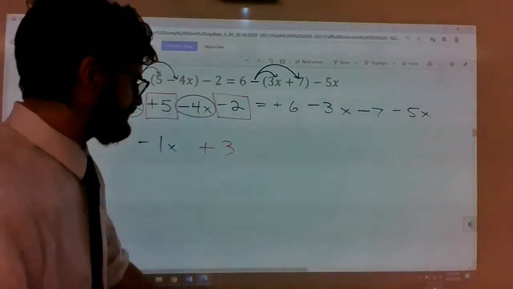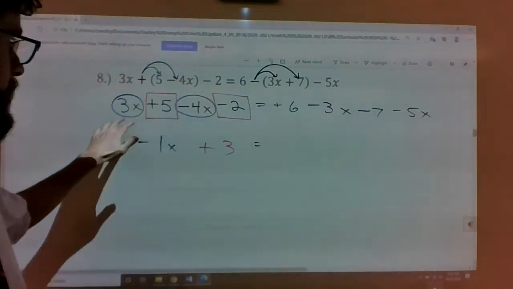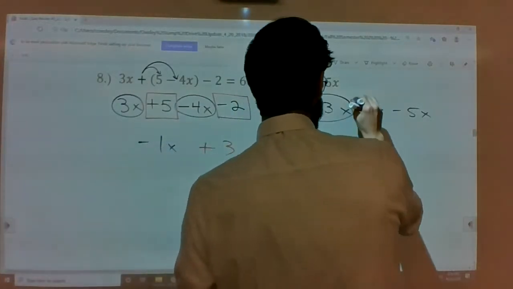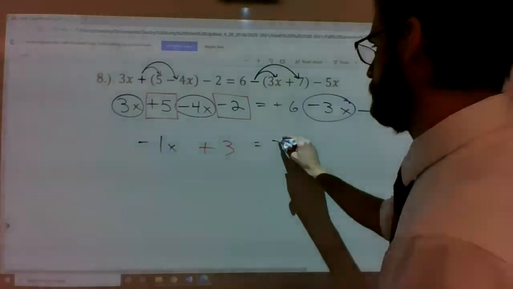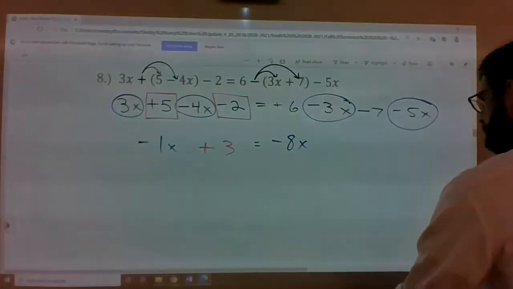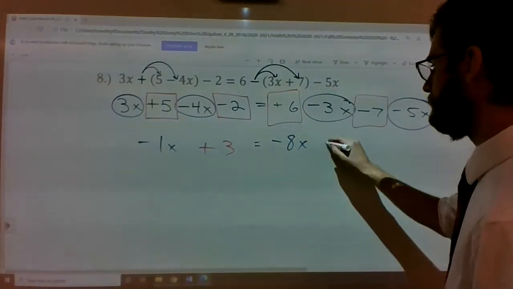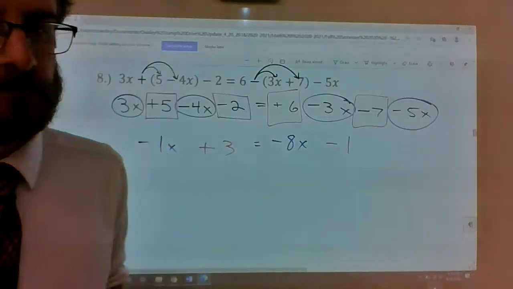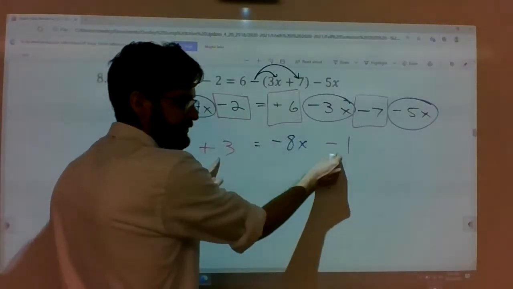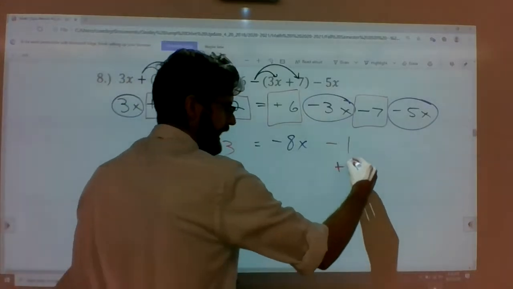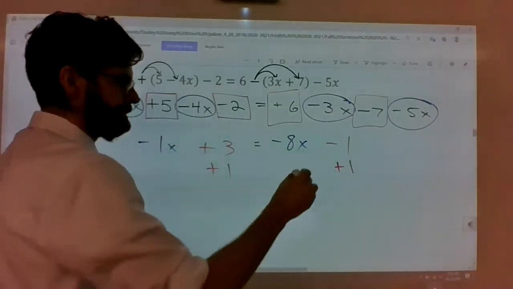Do the same thing on the other side. Let's see, I'm going to keep things consistent here. Negative 3x minus 5x is going to be a negative 8x. Positive 6 minus 7 is going to be negative 1. So, red term goes with red term. I'm going to add 1 to both sides to get the red constants together.